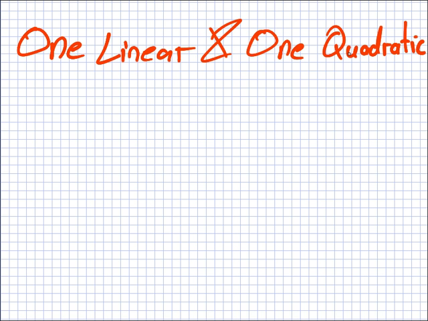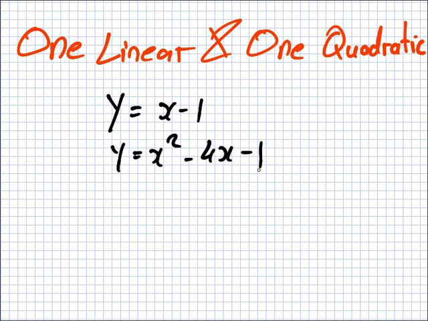Okay, one linear and one quadratic. Let's say y equals x minus 1, y equals x squared minus 4x minus 1. So we learned of a few methods for solving two linears. What are some of the methods that we have?